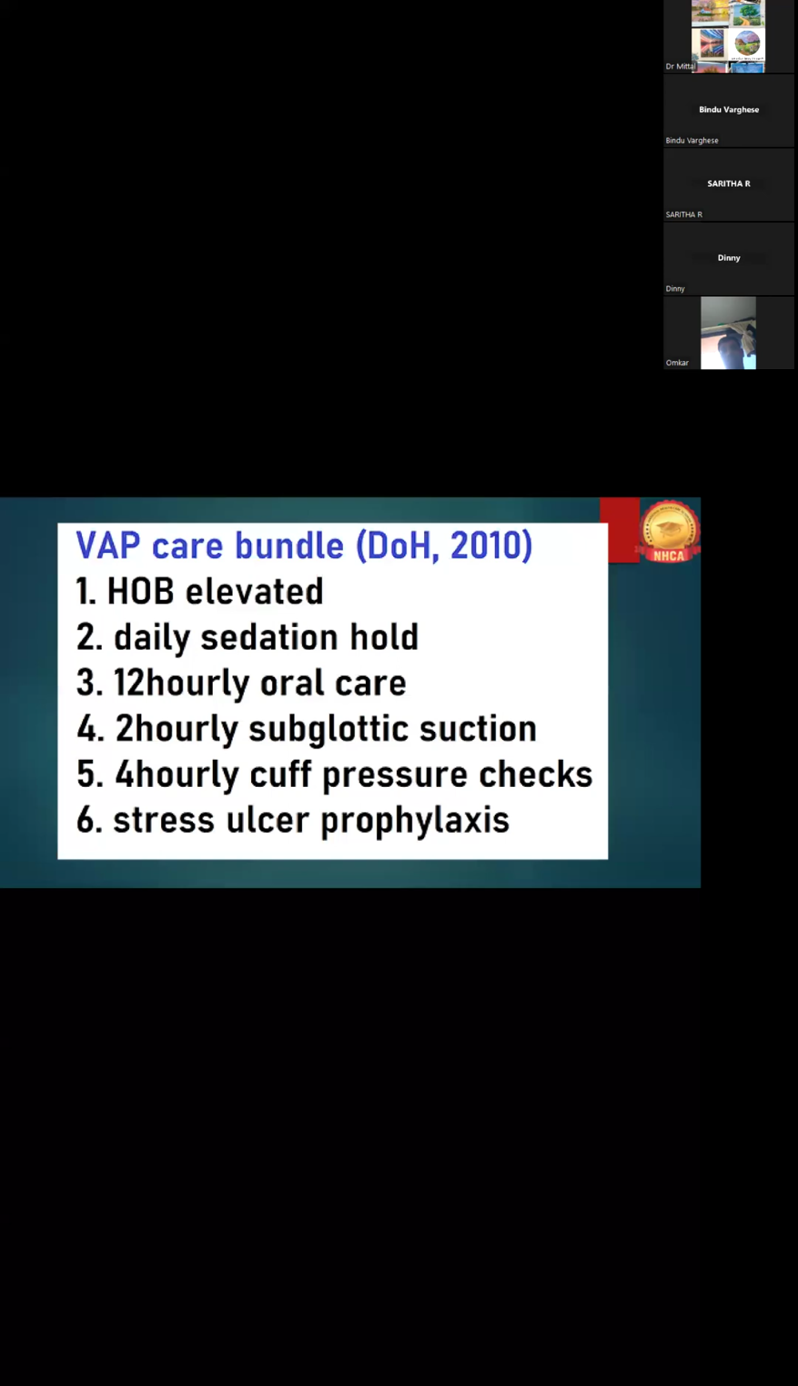So that also helps in prevention of VAP. Okay, that is called the SteriCath. Then 4-hourly cuff pressure check. So why do you check the cuff pressure of the ET tube? You have the cuff, right?